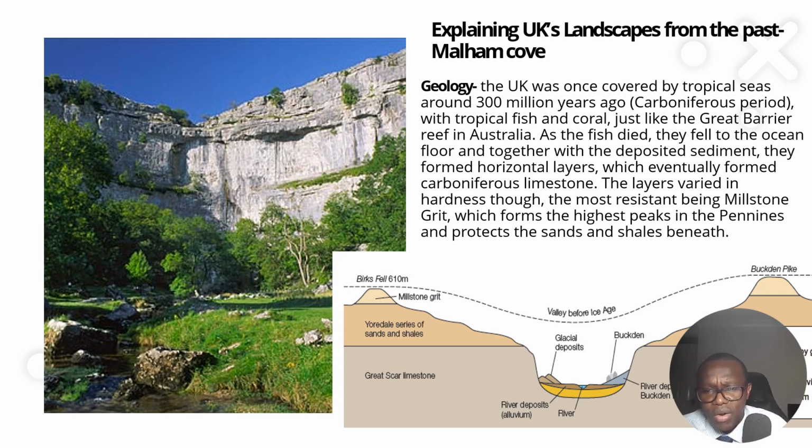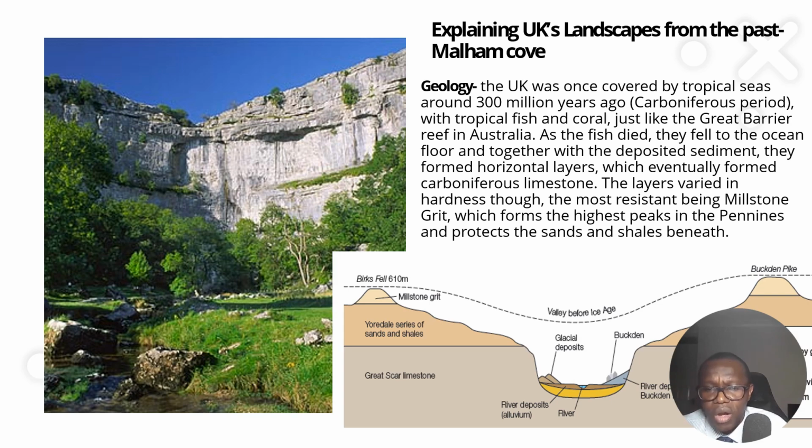The layers, however, vary in hardness, and the most resistant of these layers is the Millstone Grit, which forms the highest peaks in the Pennines and will protect the sands and the shells beneath. Now, as you can see in this cross section on the slide, the Millstone Grit is the one right at the top, and that is the most resistant. And then we go on to the shells and the sands below, and those ones are less resistant and have eroded faster.